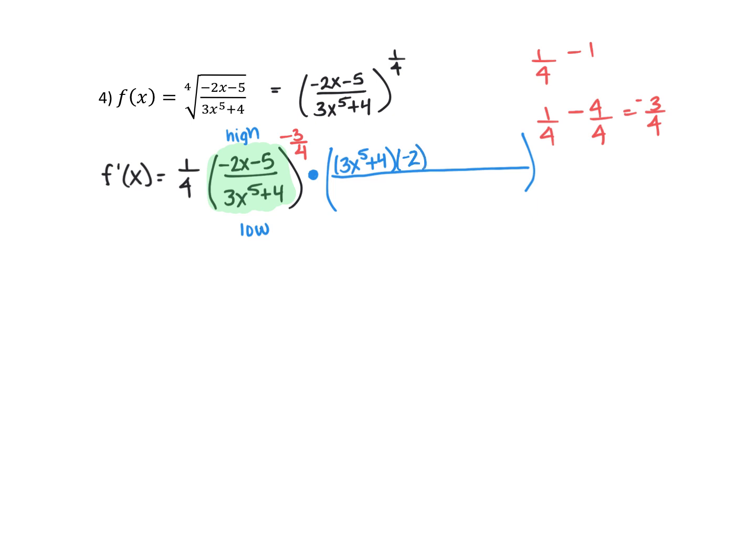So low d high minus high, -2x minus 5, d low. The derivative of the low function is just 5 times 3 is 15, x to the fourth. And then the derivative of this constant is 0. So low d high minus high d low all over low squared, so 3x to the fifth plus 4 squared. So that is your final answer, all of this stuff.